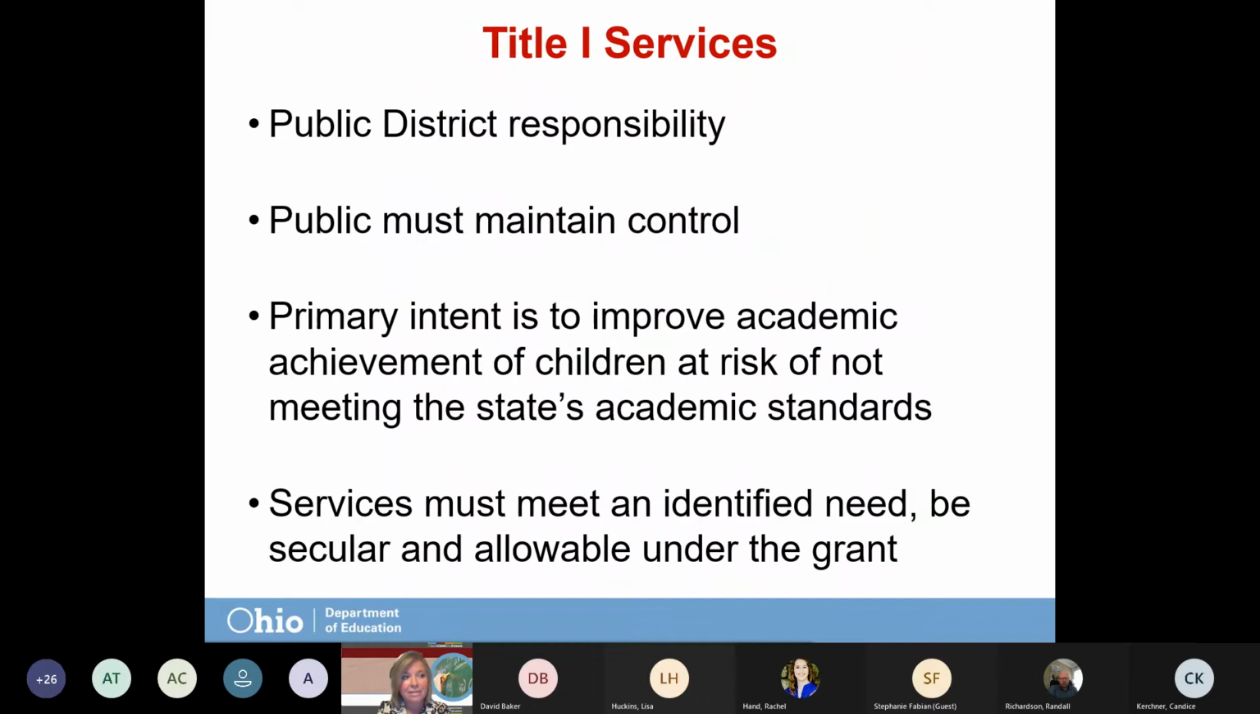It is important to realize that even though the Title I program is administered at the non-public school, it is a public district responsibility. The public district must maintain control of the funds in all contracts and procurement. The primary intent of Title I is to improve the academic achievement of children that are at risk of not meeting the state's academic content standards. Any services at a non-public school must be secular in nature, be allowable under the grant, and meet an identified non-public school need.